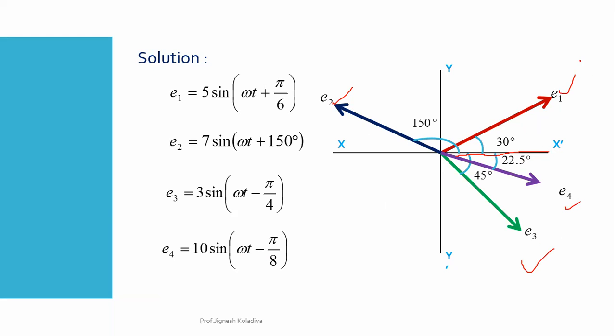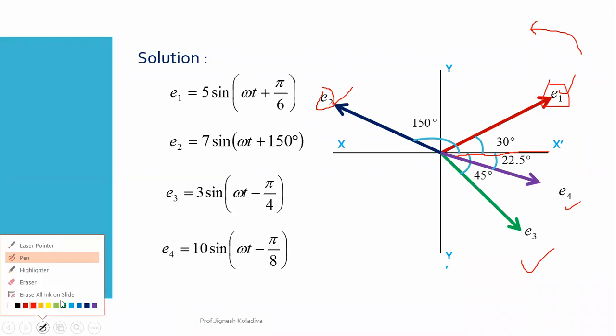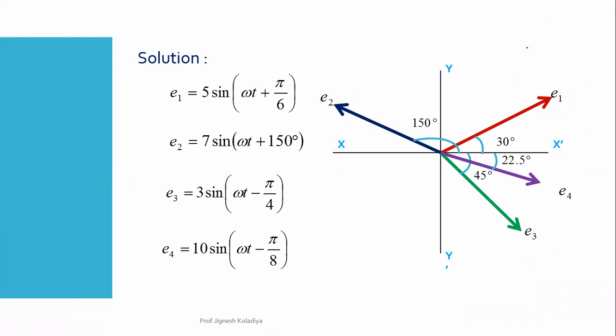How can we find leading and lagging? You can just rotate this in anti-clockwise direction so that you can see E2 is ahead, E1 is ahead with respect to the x-axis, but E3 and E4 are behind the same. Okay, so any doubt up to this? Can you resolve all the vectors into x and y components?